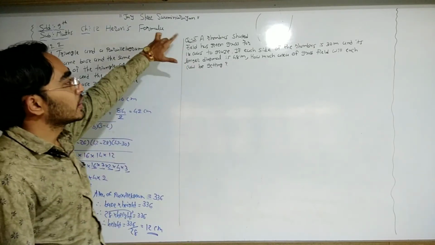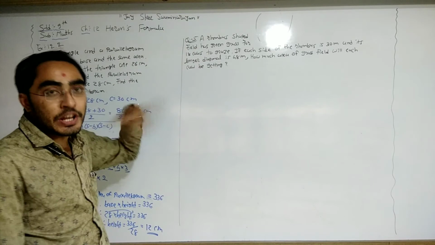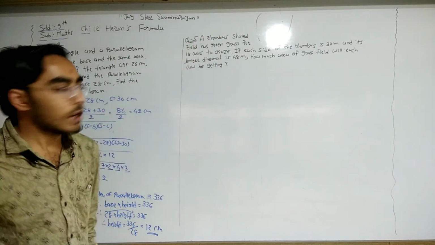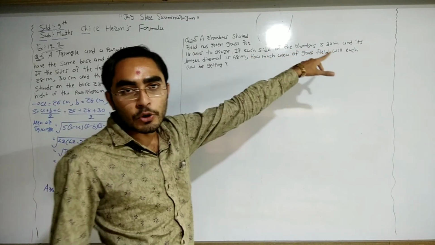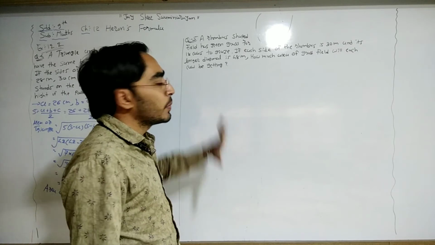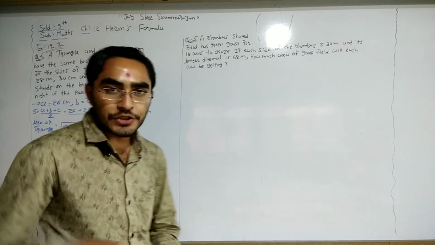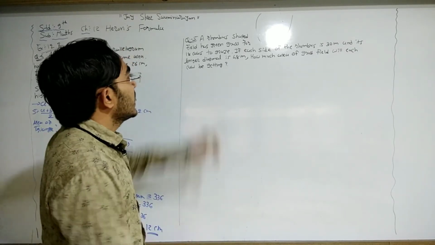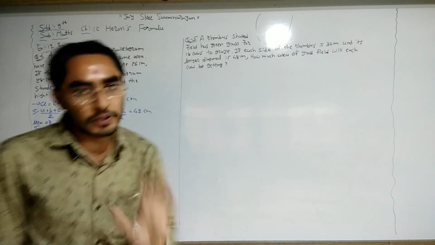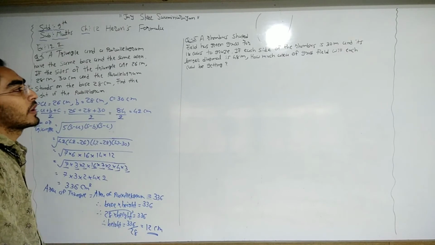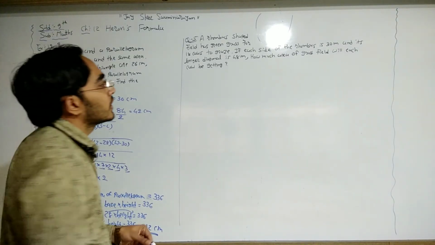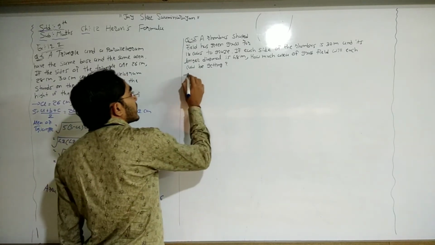Okay, again, a rhombus shaped field has green grass for 18 cows. Each side of rhombus is 30, diagonal is 48. We need to find the area of grass field for each cow. Here area is given for 18 cows. We need to find the area for one cow. So first of all, what we need to do, here shape is rhombus.